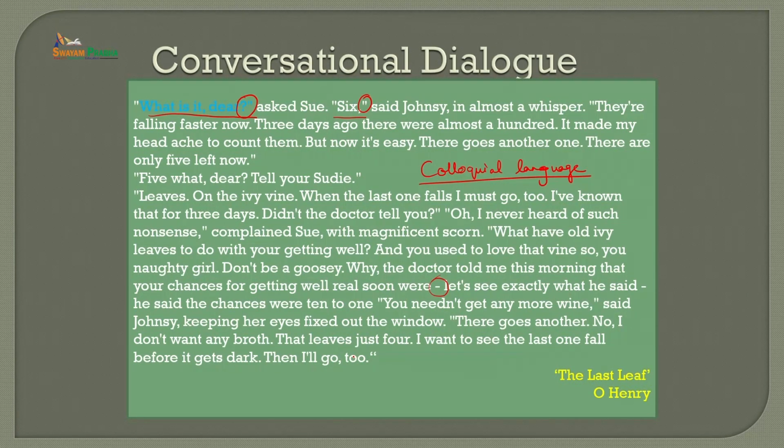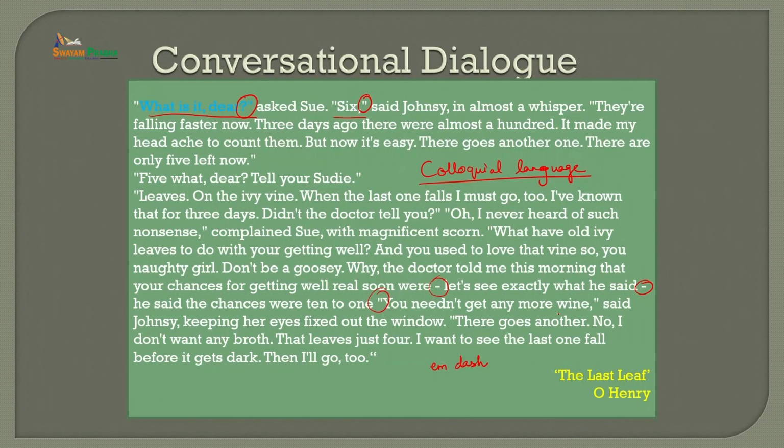What is that? This is an em dash. Remember, as I told you, when there is a long interaction between two parties and there is a long speech, we use a dash, an em dash. Let's see exactly what he said. Again an em dash. A pair of em dashes is used over here. "He said the chances were ten to one."